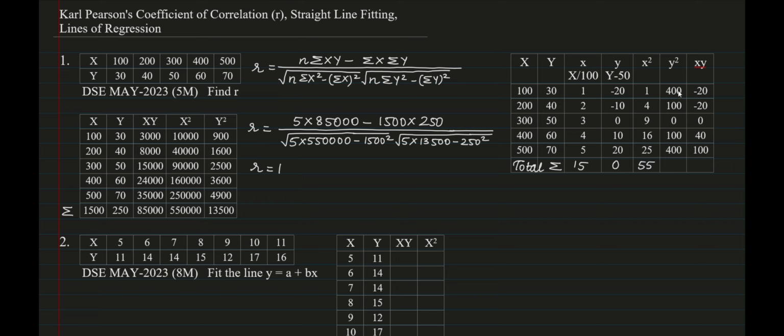400 plus 100 is 500. Again 100 plus 400, 500. 500 plus 500 is 1000. Minus 20 minus 20 minus 40 plus 40 is 0. So summation xy is 100.